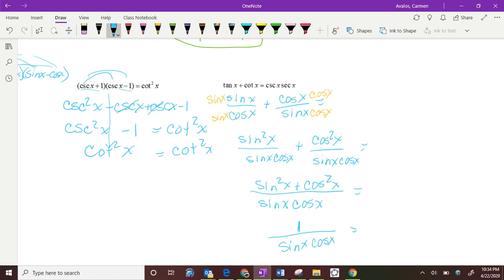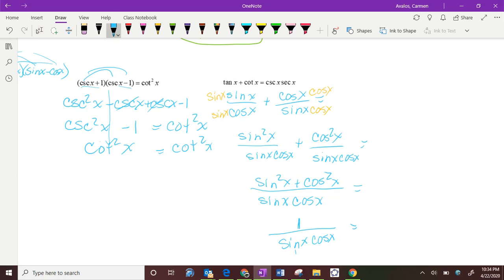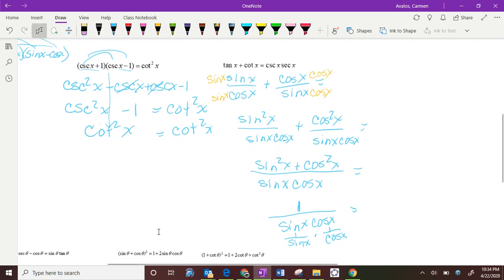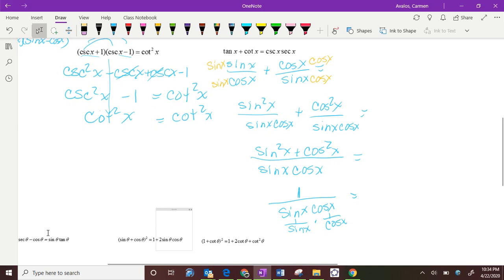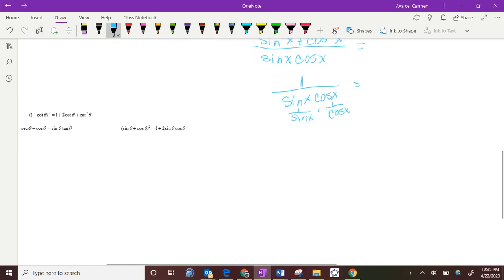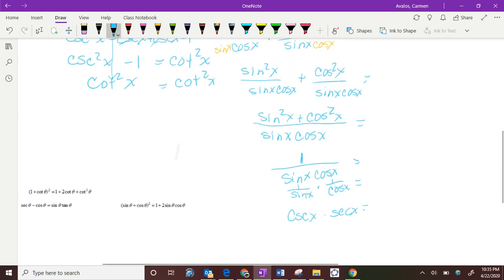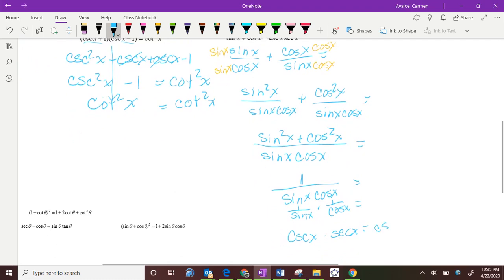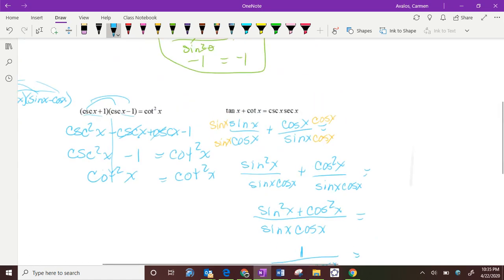And I could then break it up a little bit. And I am going to get 1 over sine of x times 1 over cosine of x. And that is going to be, these are identities that we could do another day. So that's going to be cosecant of x times secant of x. And that's what the left-hand side is going to be, cosecant of x times secant of x. And that is your proofs.